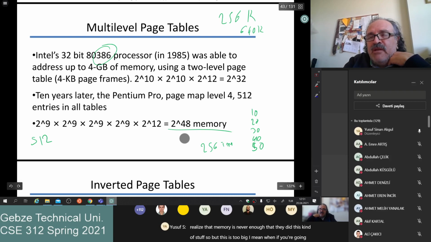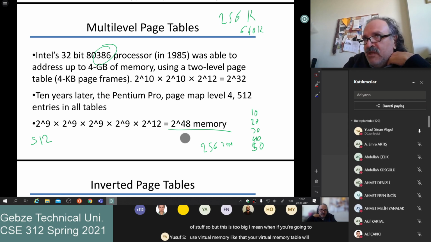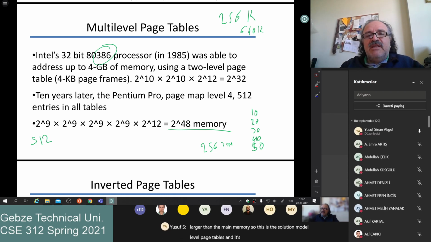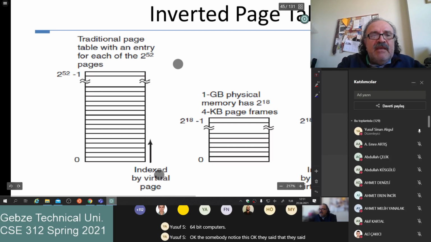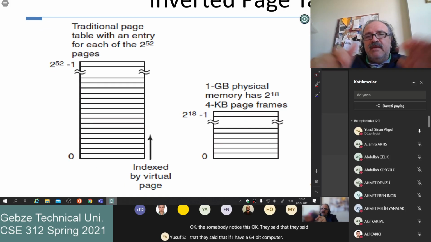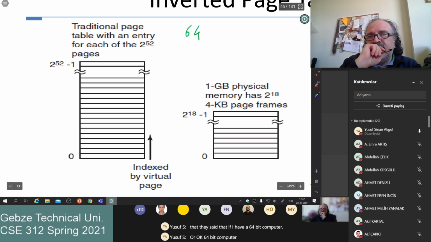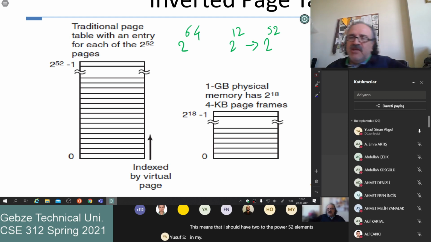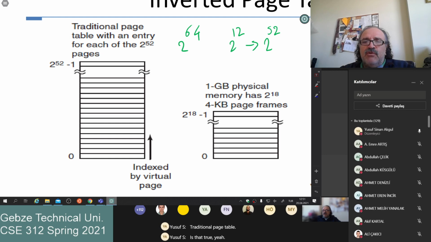If you are going to use virtual memory like that, your page table will not fit in your main memory. It is orders of magnitude larger than the main memory. So this is the solution: multi-level page tables. And still, we are using these multi-level page tables in today's 64-bit computers. Somebody noticed this. If I have a 64-bit computer, my addresses will be 2 to the power 64, a very large number. If my pages are 2 to the power 12, this means that I should have 2 to the power 52 elements in my traditional page table. Is that true? Yeah. So we are talking about petabytes again.